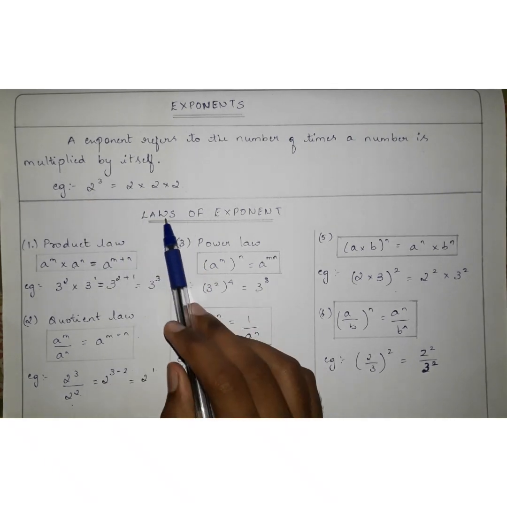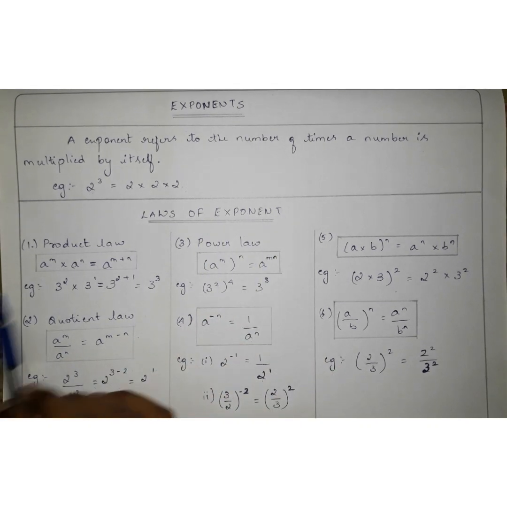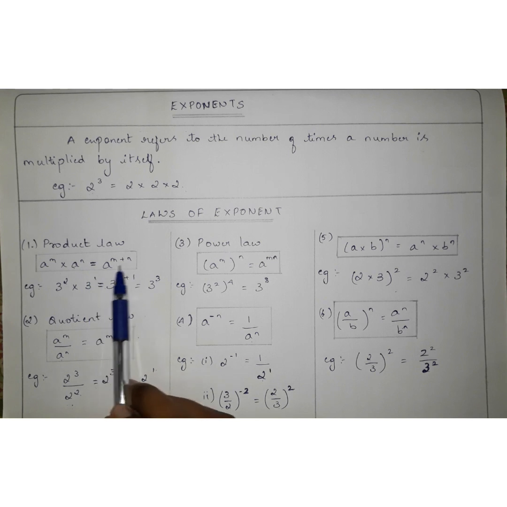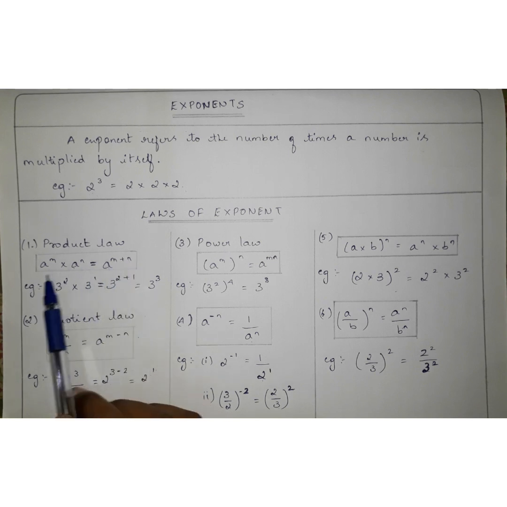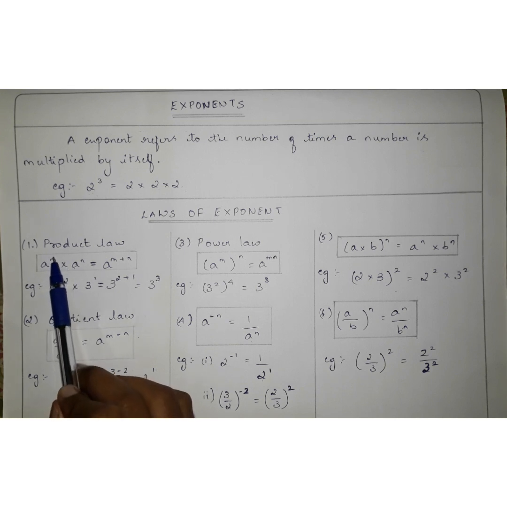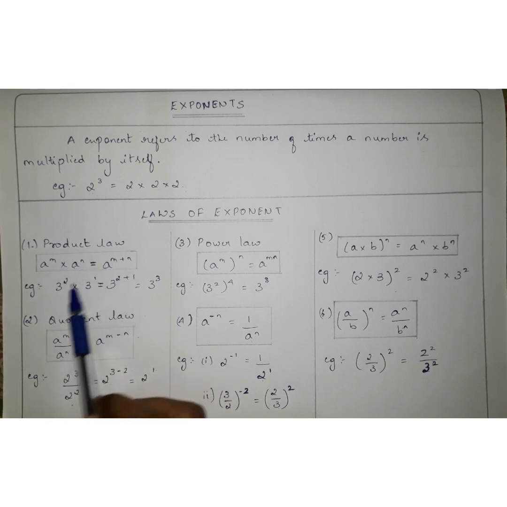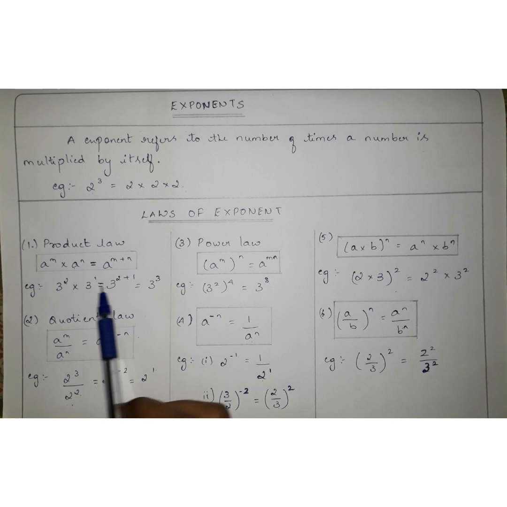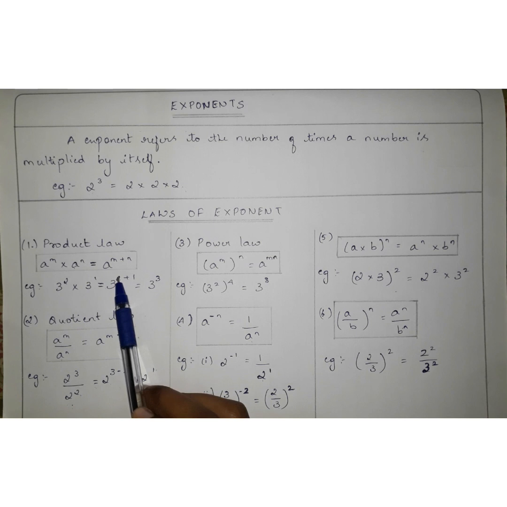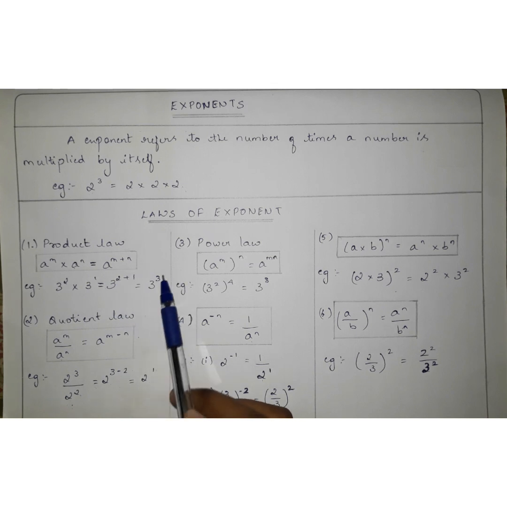Now, next we are going to see the laws of exponents. First law is the product law. a to the power m into a to the power n is equal to a to the power m plus n. What we need to remember is when the base is the same and it is multiplied, we can simply add the powers. For example, 3 to the power 2 into 3 to the power 1 is equal to 3 to the power 2 plus 1. See, here the bases are the same and it is multiplied, so we just add the powers, that is 2 and 1. 2 plus 1 gives us 3 to the power 3.